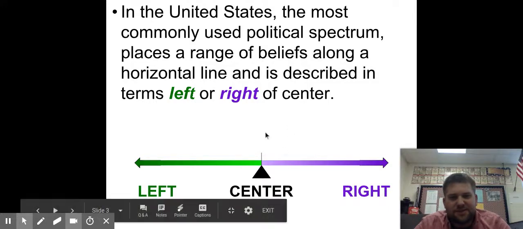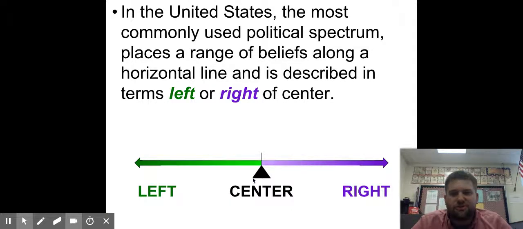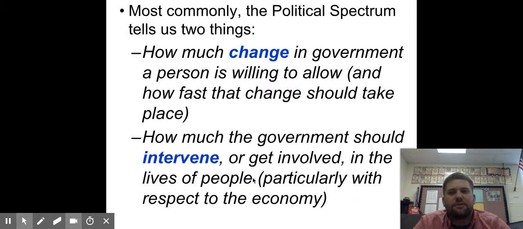And then somebody in the center, right, would have some aspects of the left, some aspects of the right within their political ideology. So let's talk about this a little bit more so we have a good understanding of what exactly this is and how we use it as a tool in politics.